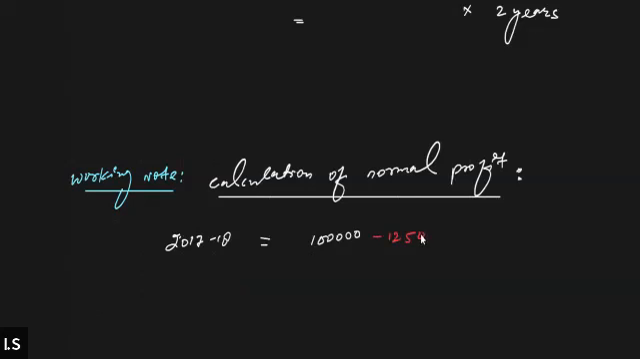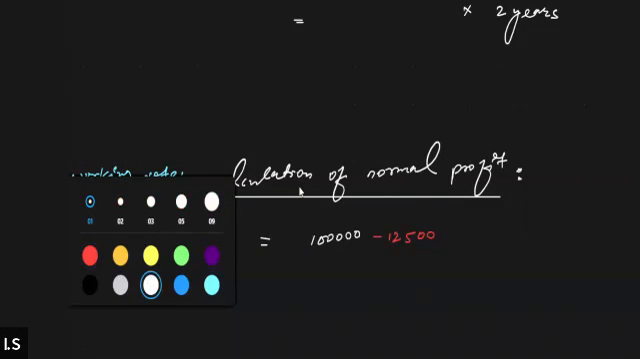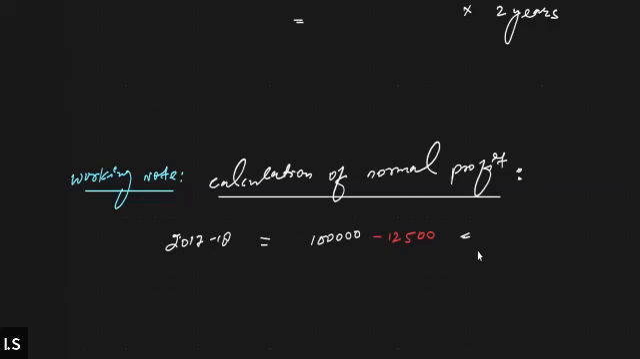So after subtracting 12,500, we will get 77,500, I guess. Sorry, 87,500. Is that right, Shifa? Shifa, are you there? Yes, one second, I'm calculating.